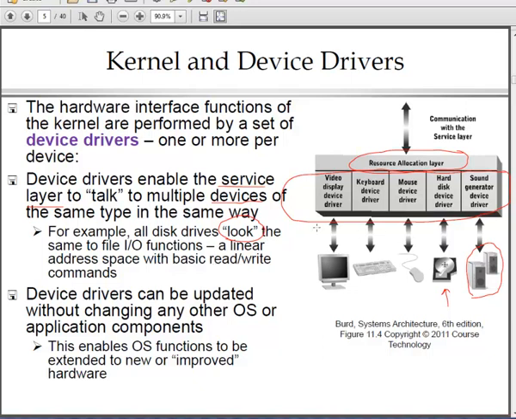One of the advantages of organizing the kernel as a resource allocation layer and these series of device drivers is that to the extent the device drivers are independent pieces of software, they can be updated. And they can be done so generally without changing any of the other operating system or application components. What's the advantage of that? Well, there's a couple of situations.